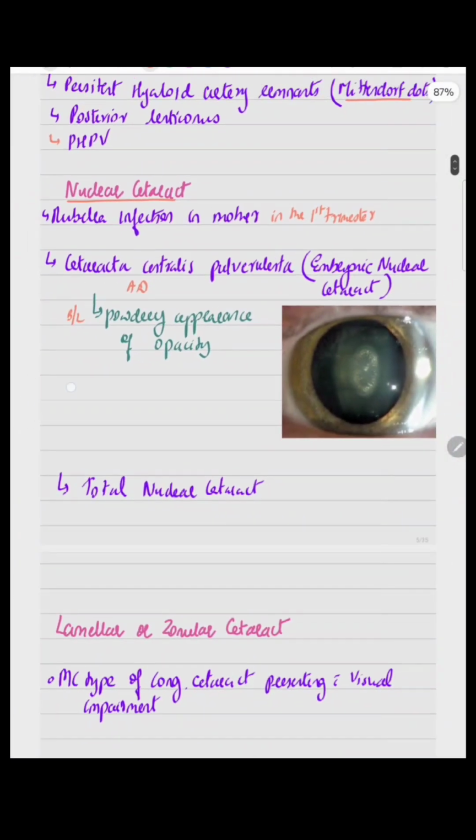It does not affect vision. Okay, this is embryonic cataracta centralis pulverulenta. It does not affect vision.